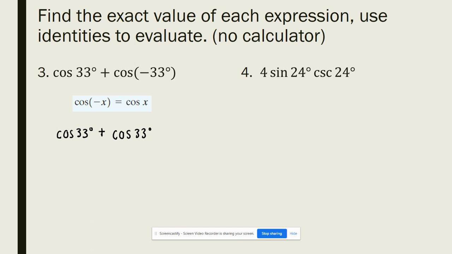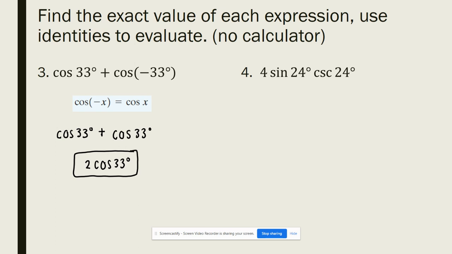So notice that now I have two terms. They are like terms. I get to combine them. If I'm adding one cosine plus another cosine, that's going to turn into 2 cosine of 33 degrees. This would be my final answer.